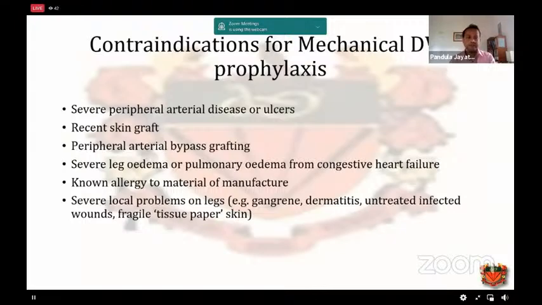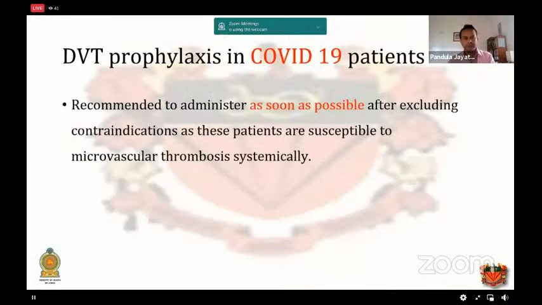Yes, so you have to think whether the patient has any of these conditions, like severe peripheral arterial disease or ulcers, recent skin graft, peripheral arterial bypass grafting, severe leg edema, and also any allergy to these materials, and any local problems on the legs like gangrene, dermatitis, and fragile or tissue paper skin.